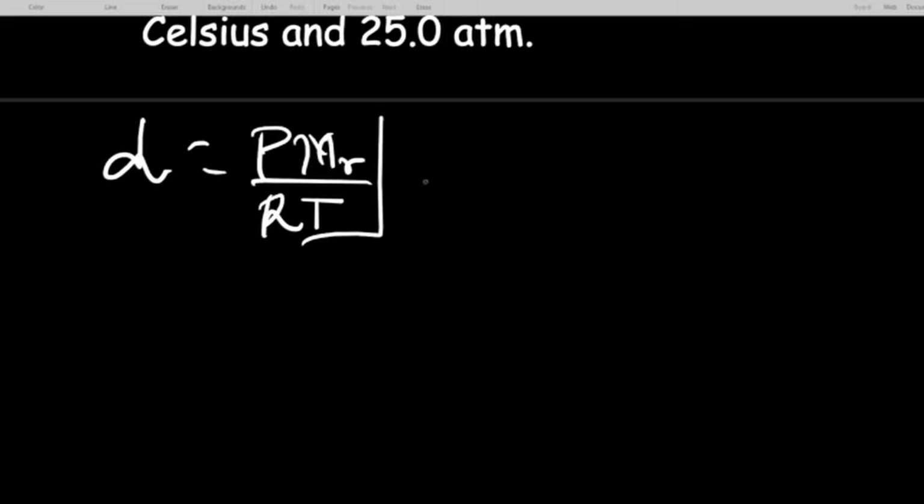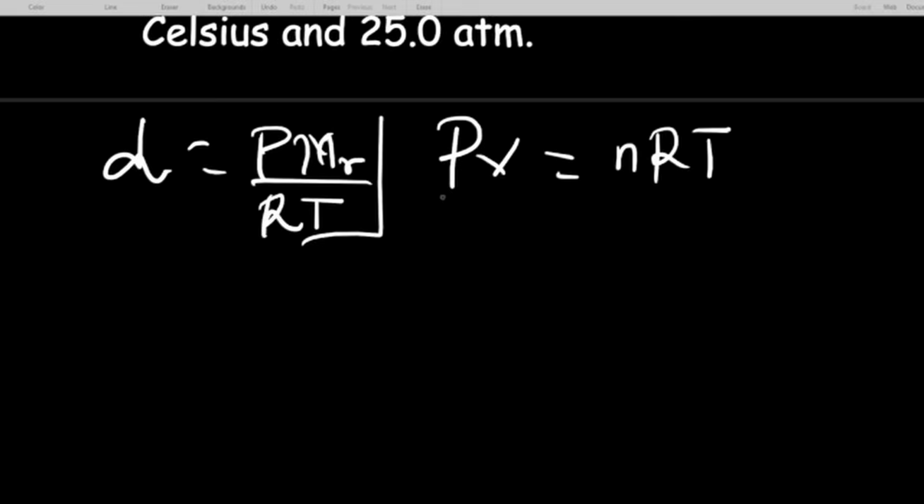Now, where does it come from? D equals PMr over RT. This formula comes from the ideal gas equation, which is PV equals nRT. Now, you might be wondering, what is the relationship between PV equals nRT and D equals PMr over RT? Let's begin with the derivation step by step.